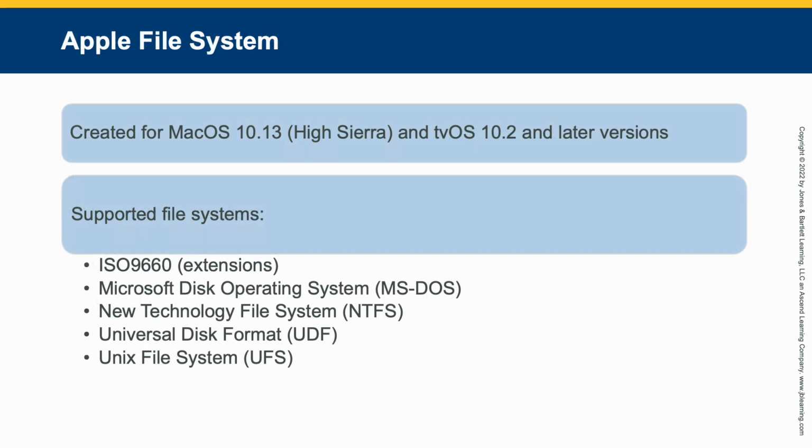Apple file system, created for Mac OS 10.13, High Sierra, and tvOS 10.2 and later versions. Supported file systems are ISO 9660 extensions, the Microsoft Disk Operating System MS-DOS, New Technology File System NTFS, Universal Disk Format UDF, and Unix File System UFS.